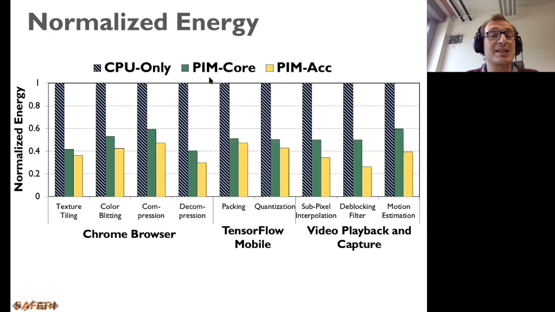And you can see that this is the PIM core energy. It reduces clearly. But if you actually design a specialized accelerator, energy reduces even more. And in some of the complicated functions, like motion estimation, the accelerator makes a big difference, as you can see over here. This is a complicated function, clearly. Deblocking filter is a complicated function. Quantization is not that complicated, so the accelerator doesn't make a huge difference. Packing is not that complicated, so the accelerator doesn't make a huge difference. So you can do it with a general purpose core, but an accelerator is always better, clearly, right? Because it doesn't have the inefficiencies of a core, because it's designed to do packing, for example, or motion estimation.